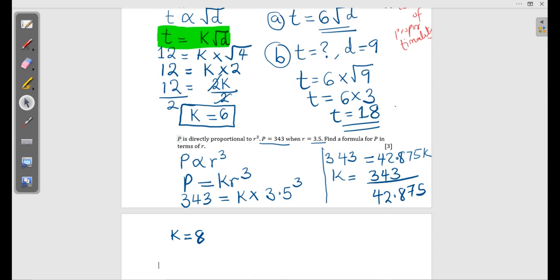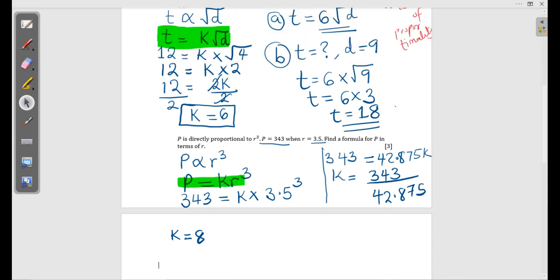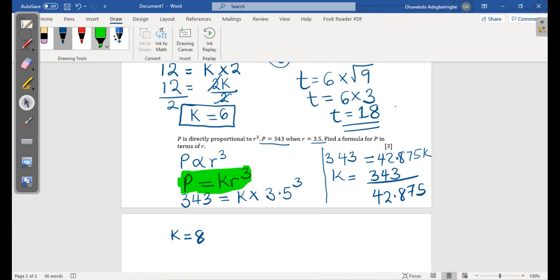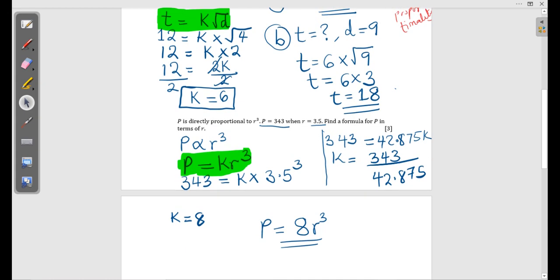And don't forget, formula for P in terms of R becomes this. And that gives us a very interesting result, which is P equals 8R cubed. And that's it. I hope this video helps in understanding what we call direct variation.